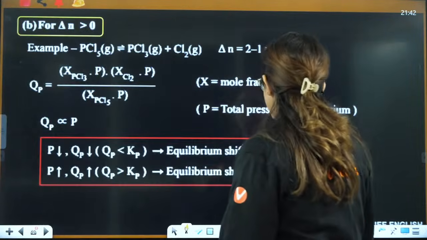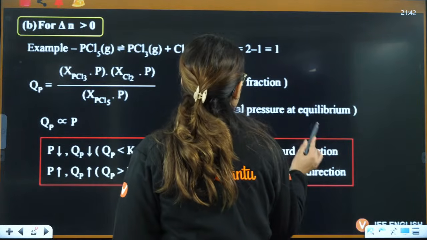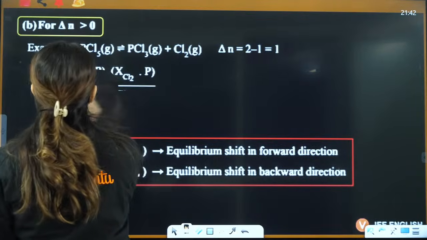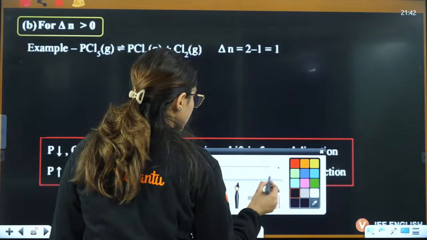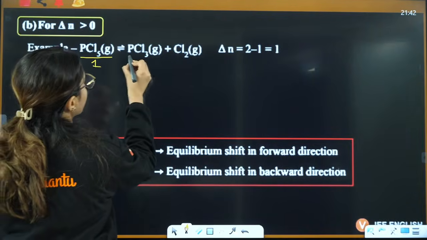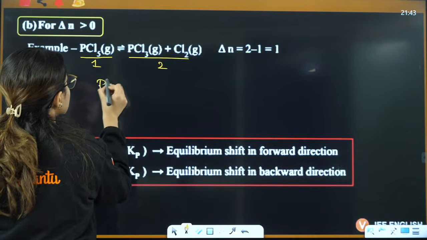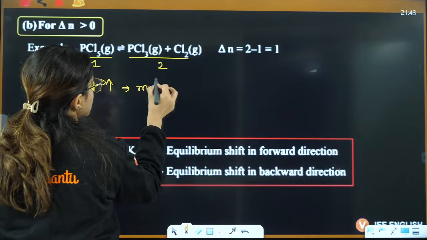Now let's see this one here also. I'll tell you a better and simple direct way to understand this. Just remember this one thing, that here the number of moles is 1, here the number of moles is 2. So as you increase the pressure, it will go in that direction where the number of moles is less.